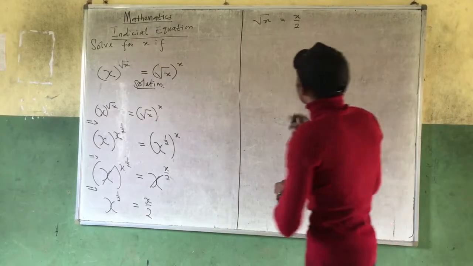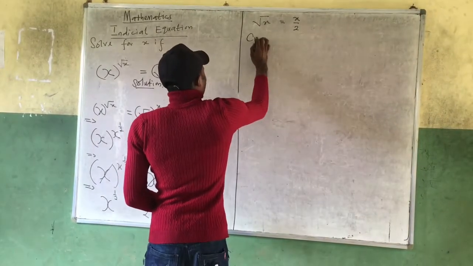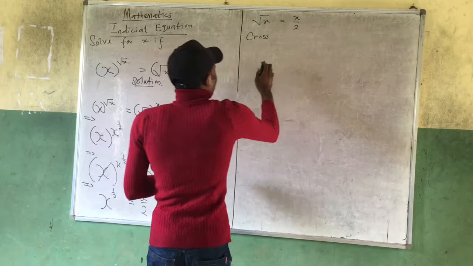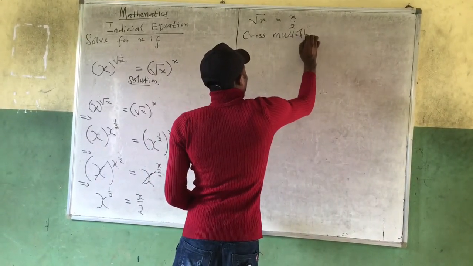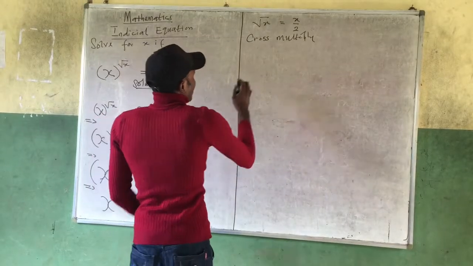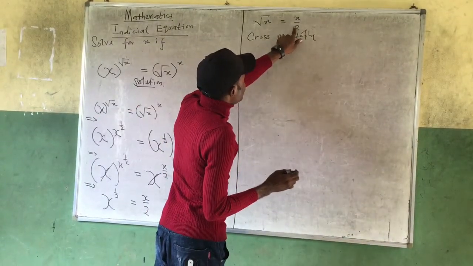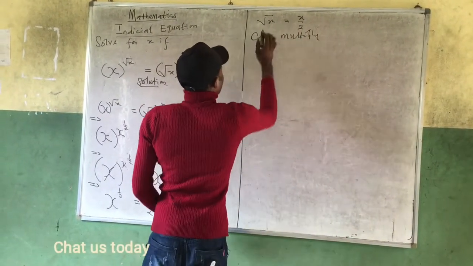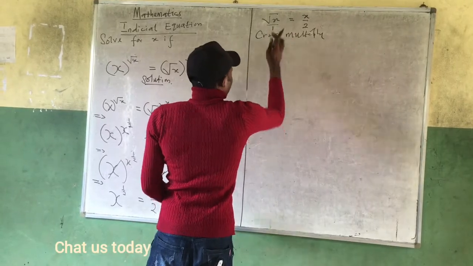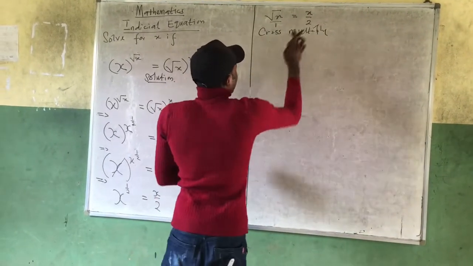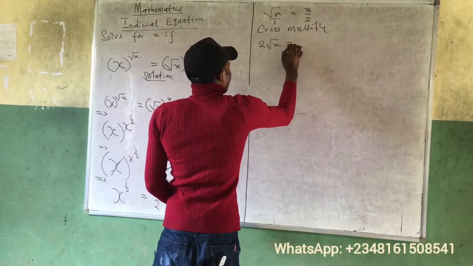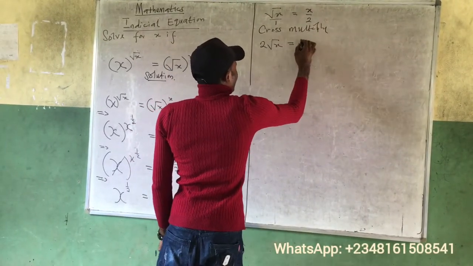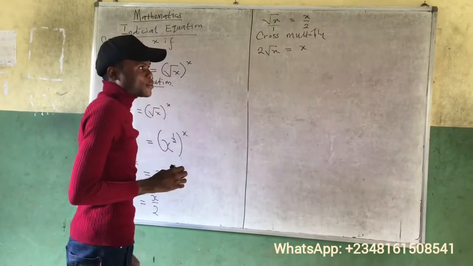How am I going to achieve that? Let us cross multiply. If we cross multiply, it means I'm going to multiply these two by root x. So if I put this over 1, such that this one becomes a fraction, and I cross multiply, I will have 2 root x equals x multiplied by 1, which gives you x.